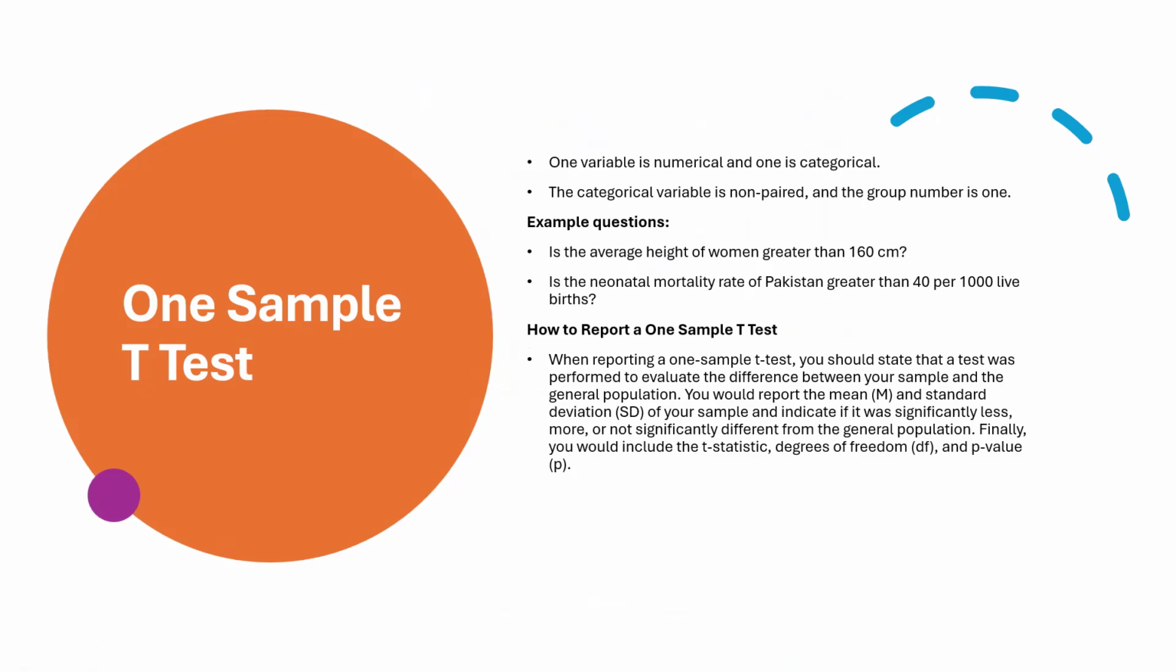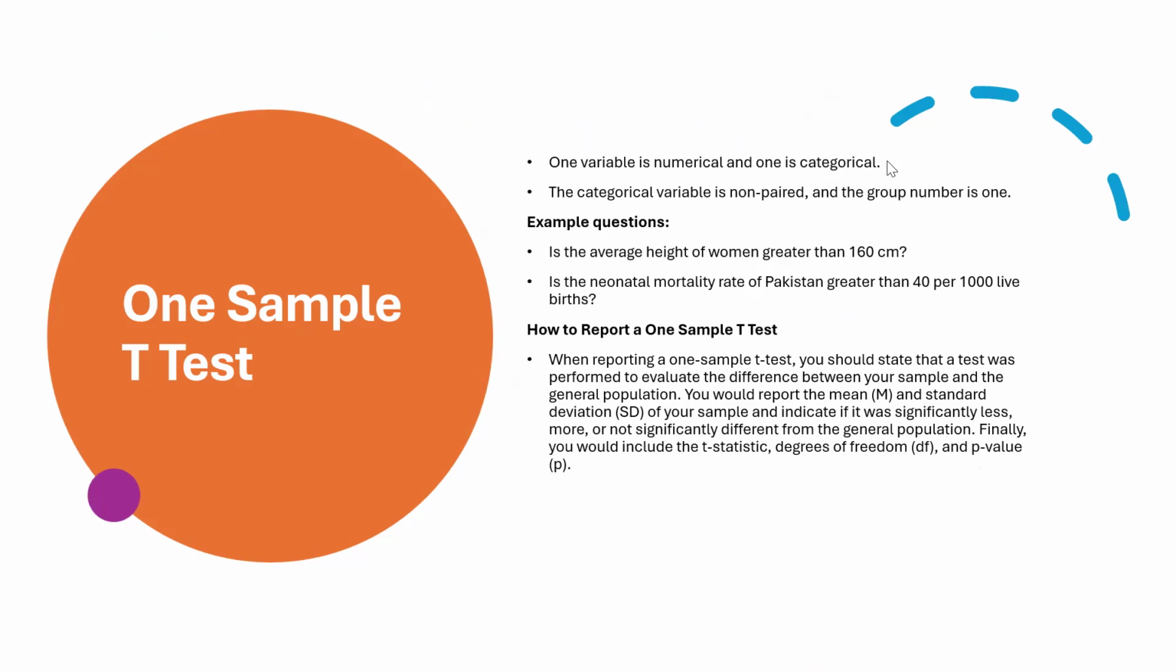We will choose a one sample t test, okay. And when reporting the one sample t test, we would state that the mean and the standard deviation of our population is this, and it is not significant. If it is significantly less, more, or different from the general population, and then we will add the value of the t-test, the degree of freedom, and the p-value.